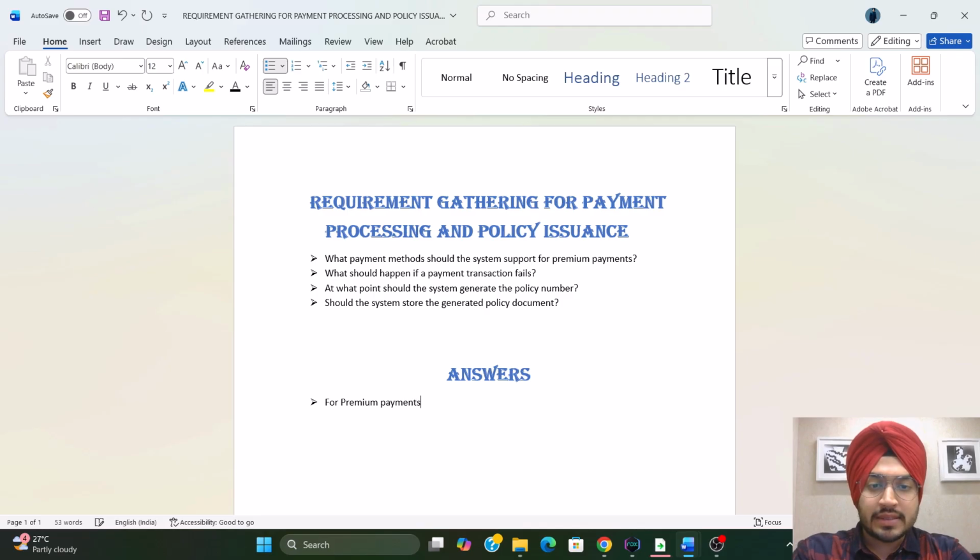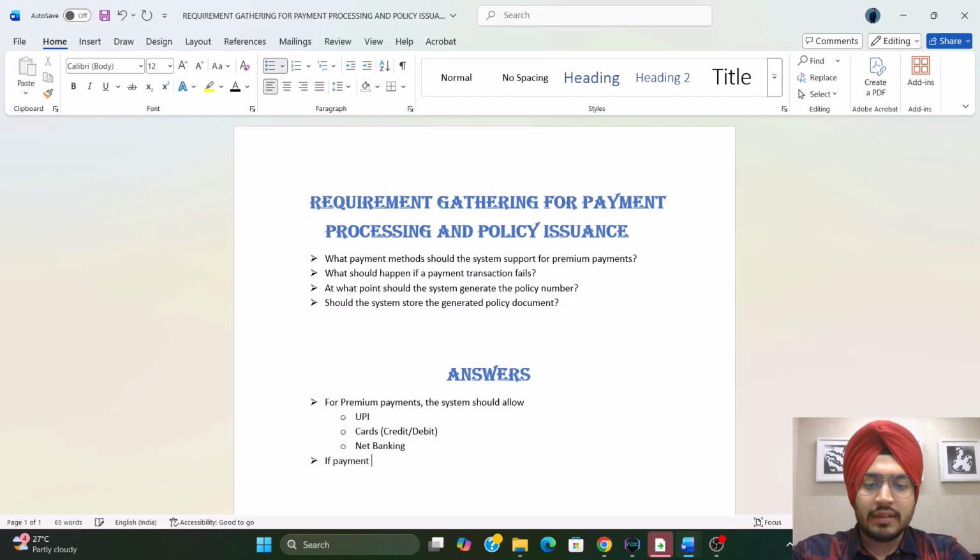For premium payments, the system should allow UPI, cards, that would be credit/debit, and net banking. So user can pay using these three payment methods. Next is, what should happen if a payment transaction fails?